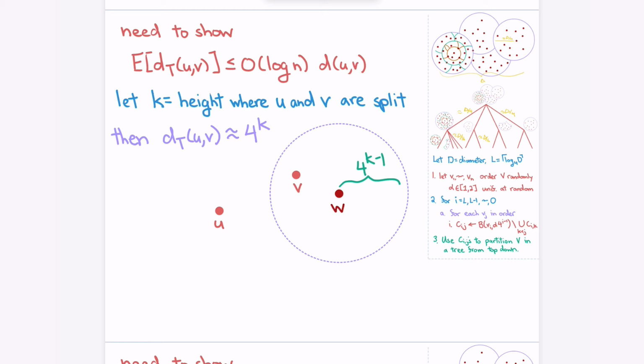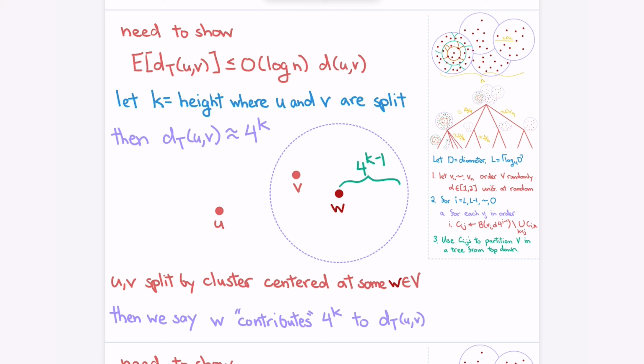And when they do get split, that means there's some other point W where we had done some cluster centered at W and it split them up. There's always one cluster somewhere in the process that was the first time that U and V got split. That really determined the distance from U to V in the tree. So when W is that center vertex, we'll say that W contributes 4 to the k to the distance, because that was the vertex where the scoop really split them up.